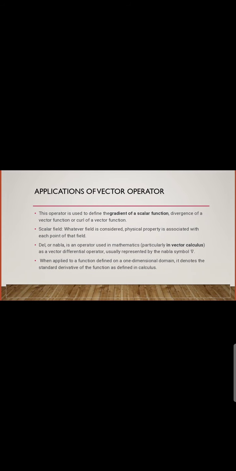Applications of vector operator. This operator is used to define the gradient of a scalar function, divergence of a vector function, or curl of a vector function. Scalar field: whatever field is considered, a physical property is associated with each point of that field.